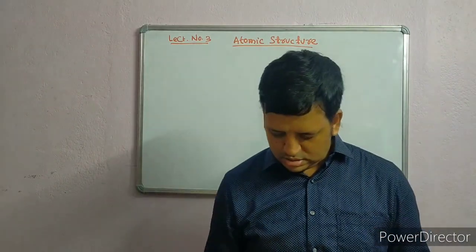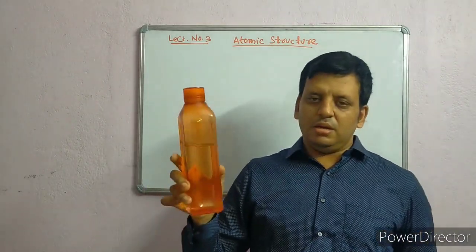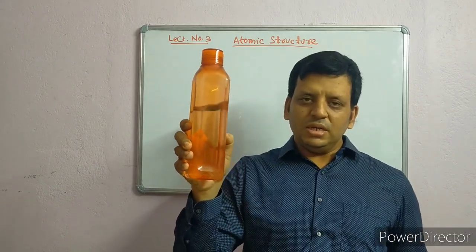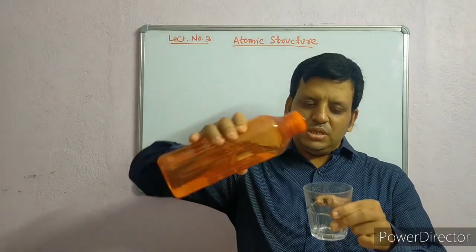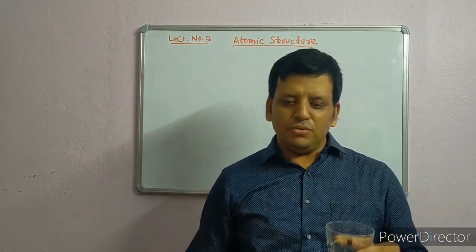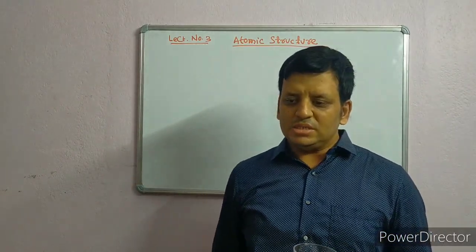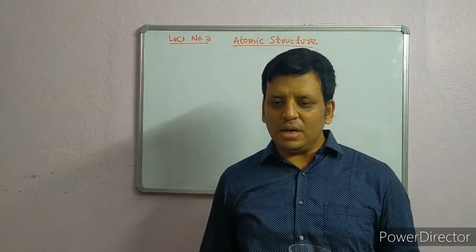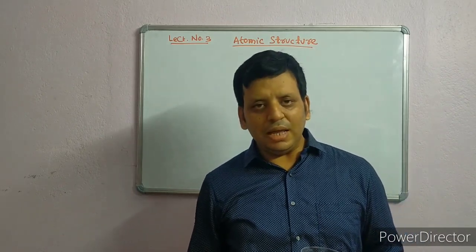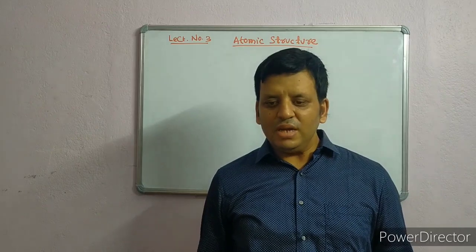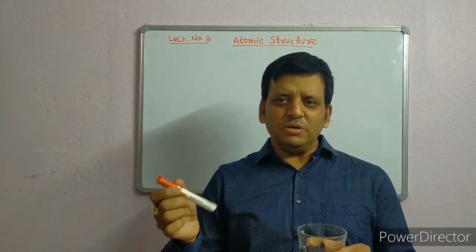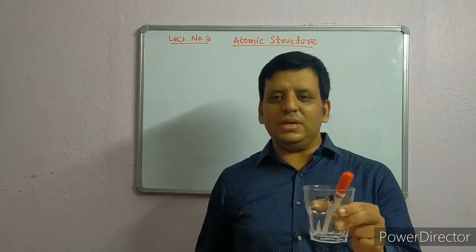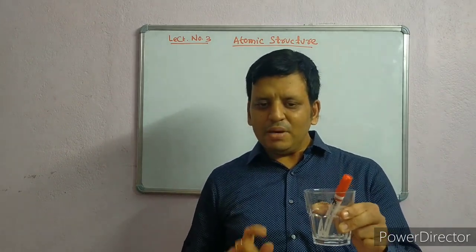Okay. So this is a bottle which contains some water, or you can say some liquid. If I try to put it inside like this, can I do it without dropping a single drop of water on the ground? I can do it, but I need some special care for that. But for this marker pen, I do not need that much special care. I can just simply put it like this. So why am I able to do that?